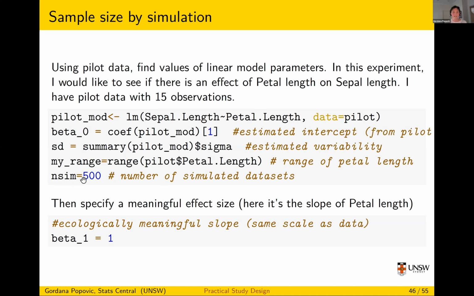I'm going to simulate data 500 times for this analysis. And remember, the effect size should be something meaningful. I don't want to estimate the effect size from my pilot data, because that only contains 15 observations. It's not going to give me a good measure of effect size, nor is it what I want. So I want a clinically, ecologically meaningful effect size. So I'm going to set that to 1 in this case. So this is the slope.